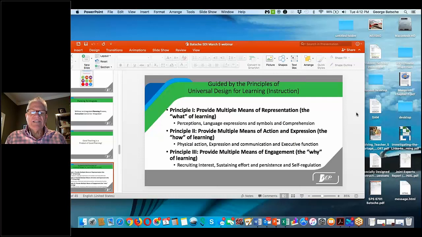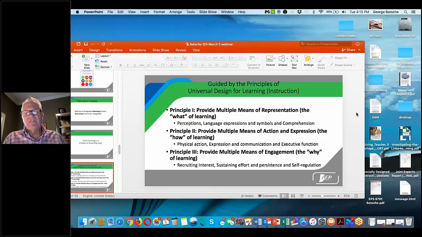And Principle 3 is multiple ways of engaging students. An example of this would be student choice. Another example would be having strategies like CSR that already are associated with high levels of student engagement. So when we're thinking about students who struggle, my head goes to, how can I present this differently?